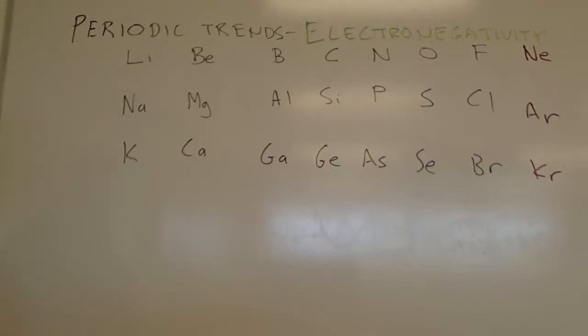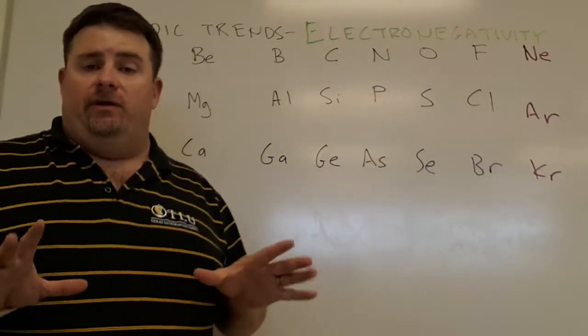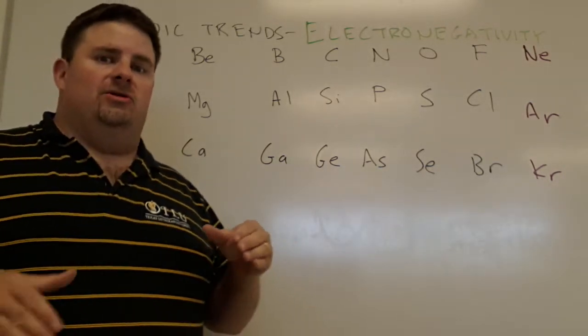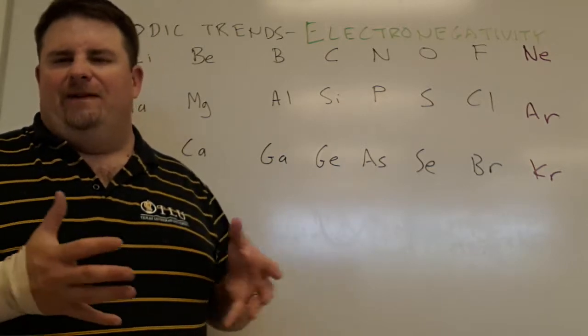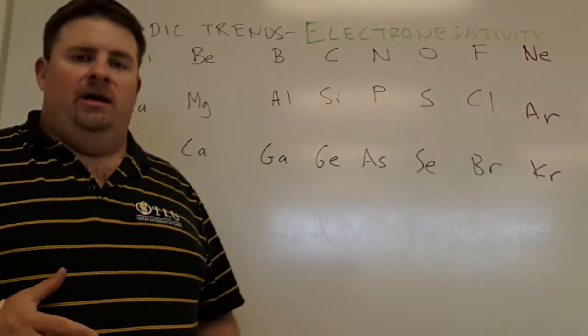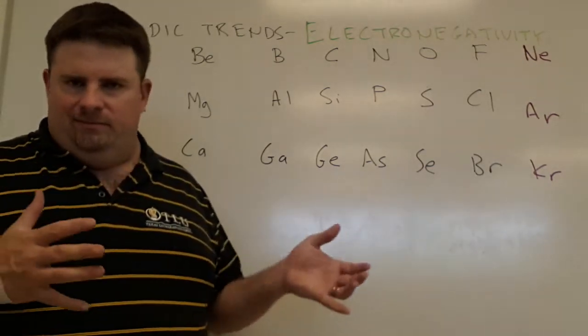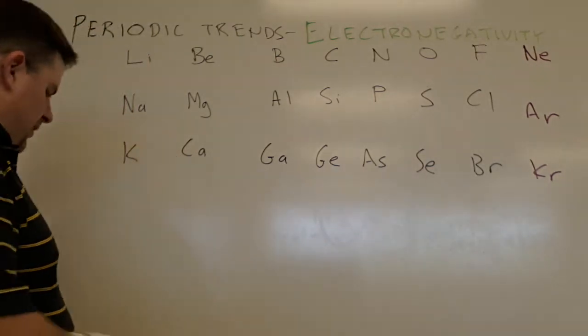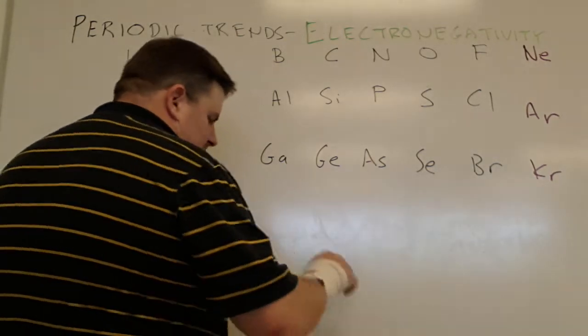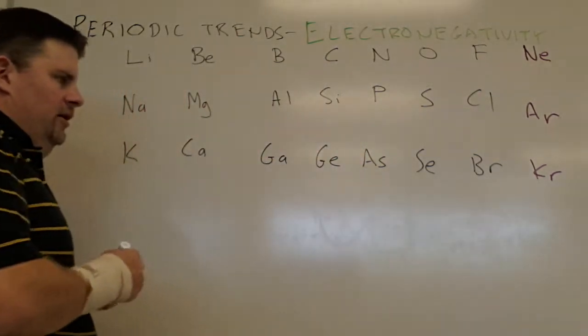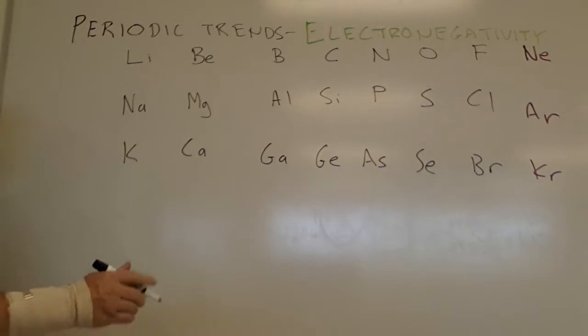The next periodic trend we're going to talk about is electronegativity. Now, for an organic chemist, electronegativity is actually very valuable. Something that we want to focus on is explaining what electronegativity is and how it's different from things like ionization energy and electron affinity. Down here, I've already written all these elements out, and on the bottom, I'm going to explain what this is.